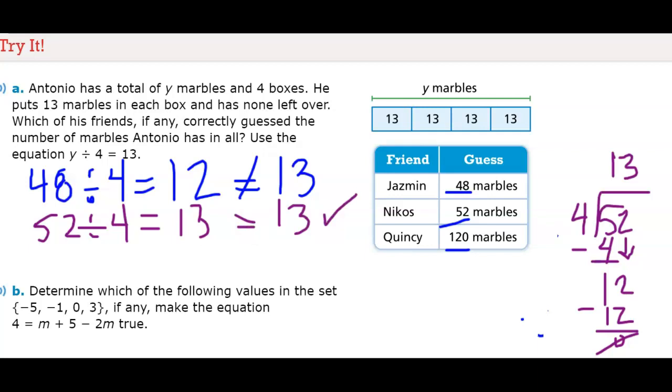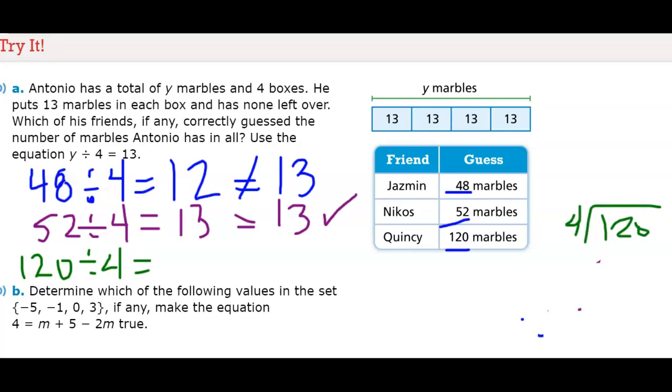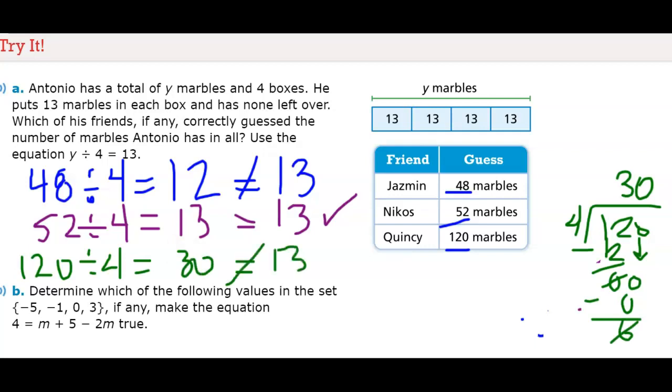Let's try Quincy. See if he's correct. Quincy guessed 120 marbles. So we do 120 divided by 4 is equal to 120 divided by 4. 4 goes into 12 three times. That's 0. Bring down the 0. 4 goes into 0 0 times. That's 0. And that equals 30. And does that equal 13? No, it does not. So the correct guess was Nico's. He guessed 52 marbles, and that is correct.